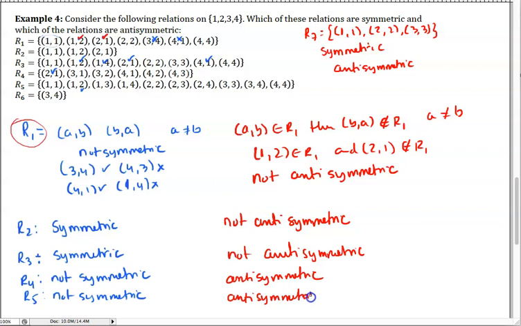Okay, so you basically go through all the pairs of numbers where the numbers are different and check to see that its inverse is not in there. And if for all of them that appear that's the case, then it's anti-symmetric. All right, and R6 is not symmetric, because I have 3, 4 in there, but 4, 3 is not. And it's anti-symmetric, because for the pair that appears in there, its inverse does not appear, with the numbers that are not the same.